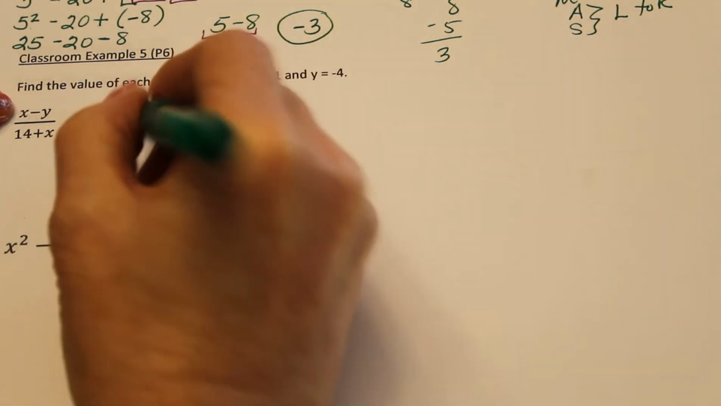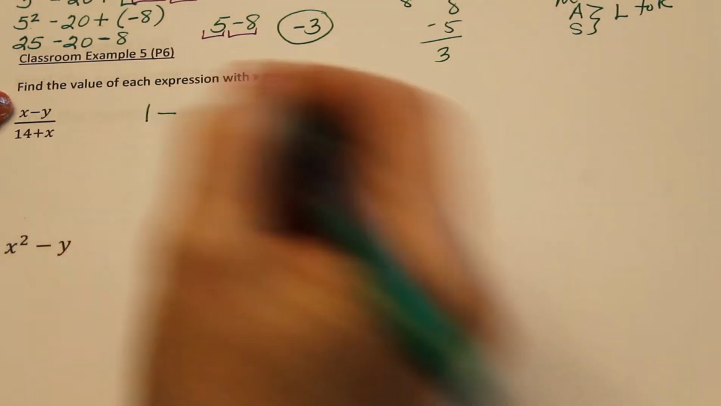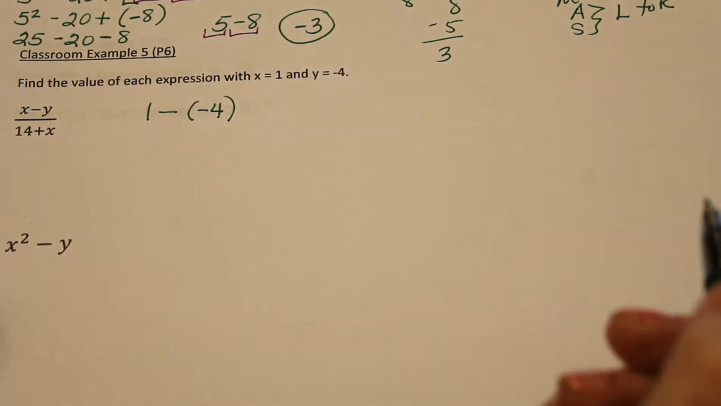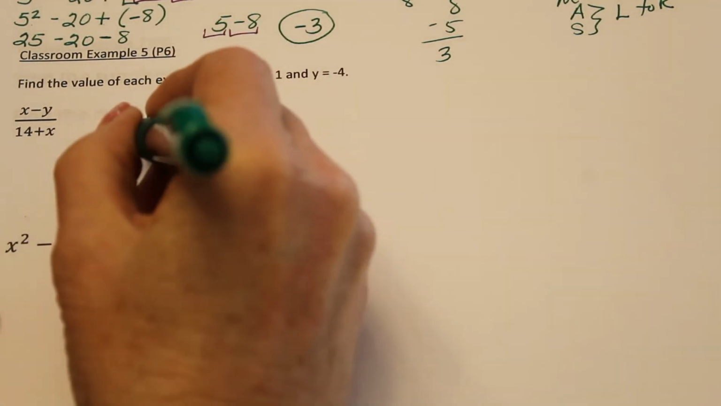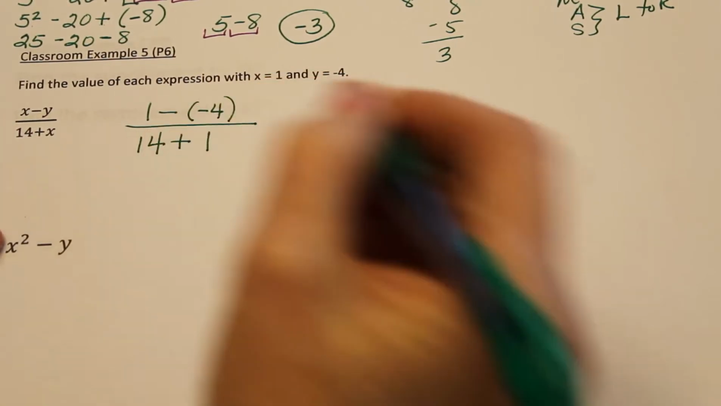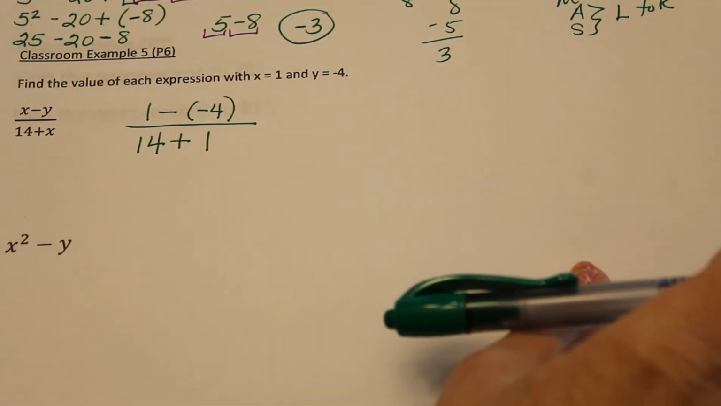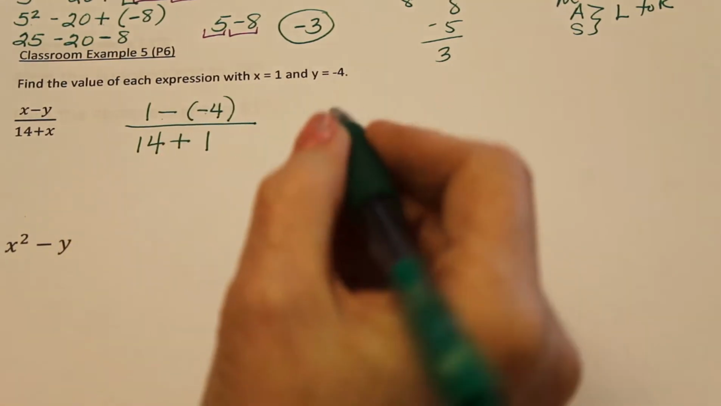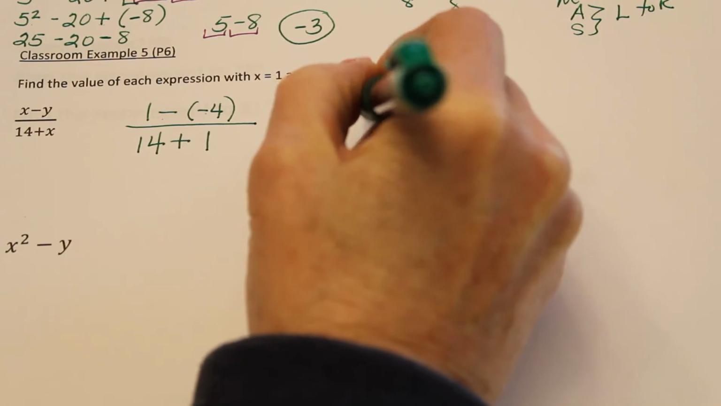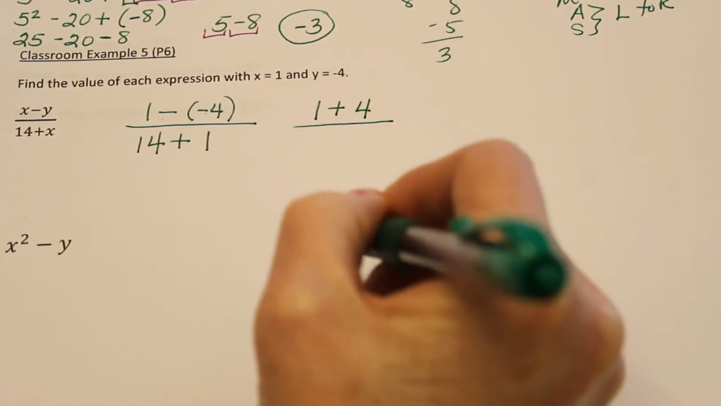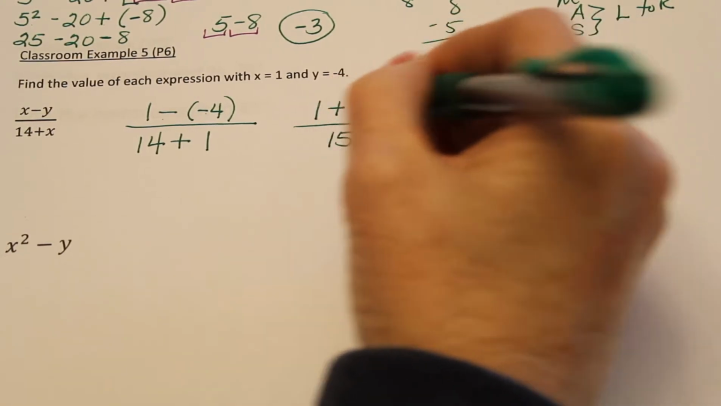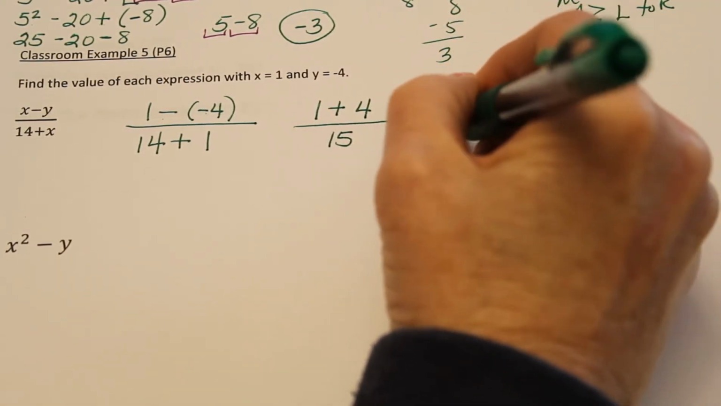So we have 1 minus -4, that's my numerator, over 14 plus, I'm not going to put x, I'm going to put 1. All right, so here's our negative of a negative. Do you remember what we did with that? Negative of a negative becomes a positive over, and 14 plus 1, we can just make that 15. 1 plus 4 is 5 over 15.